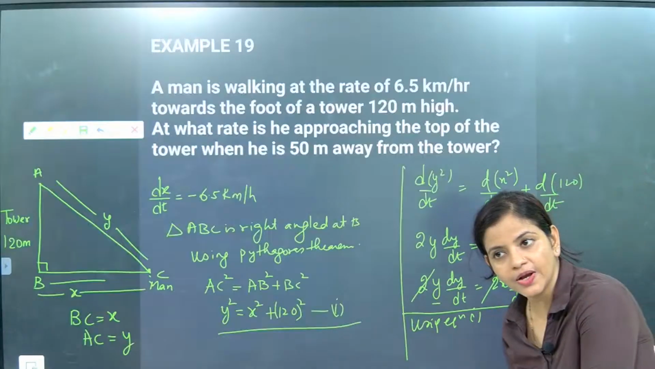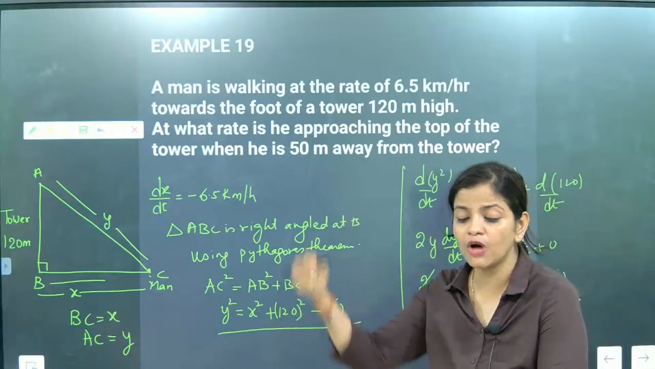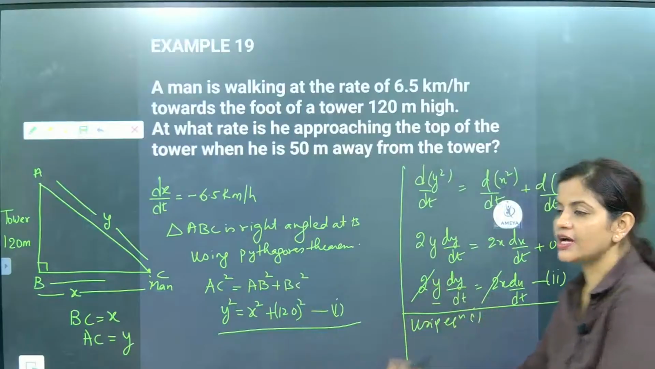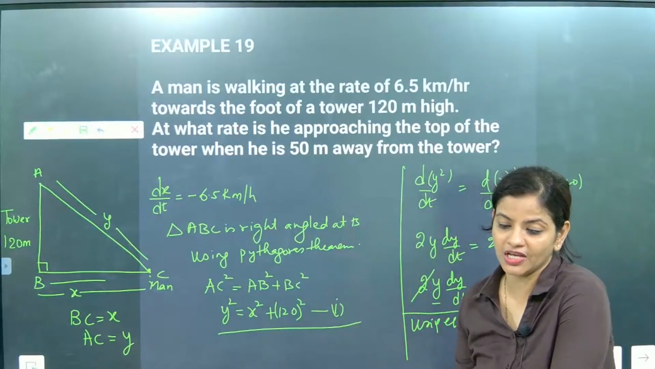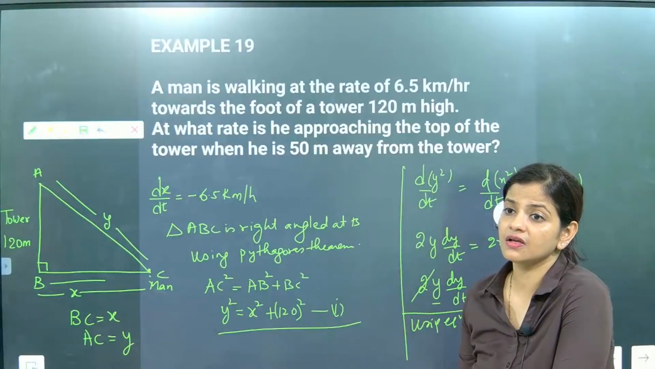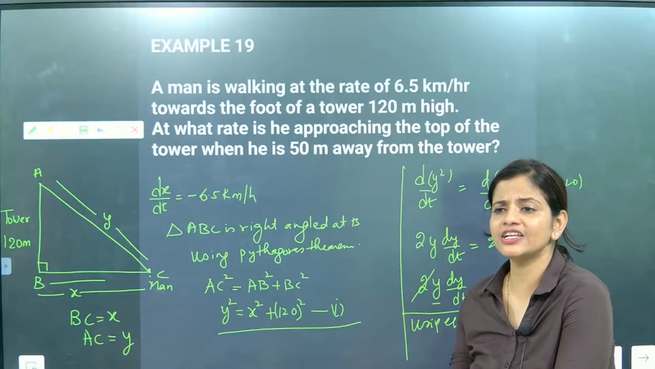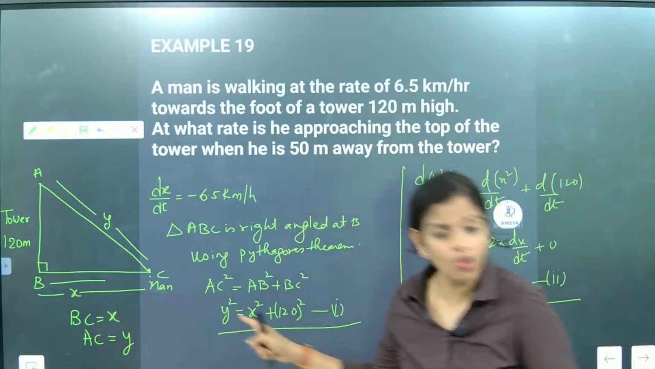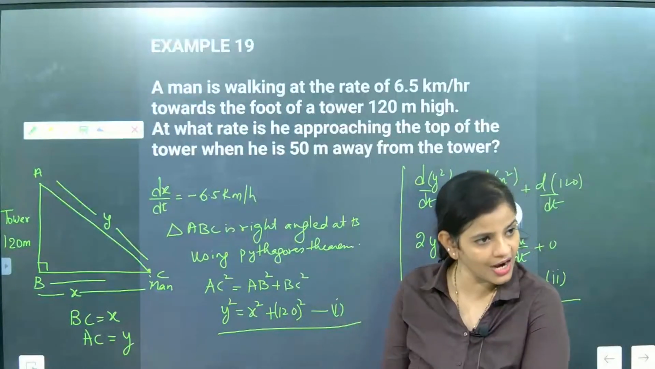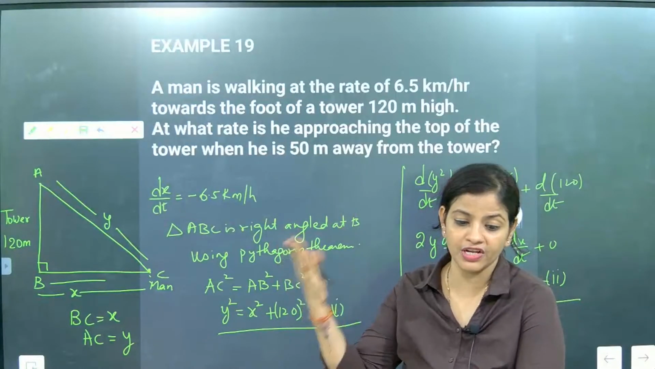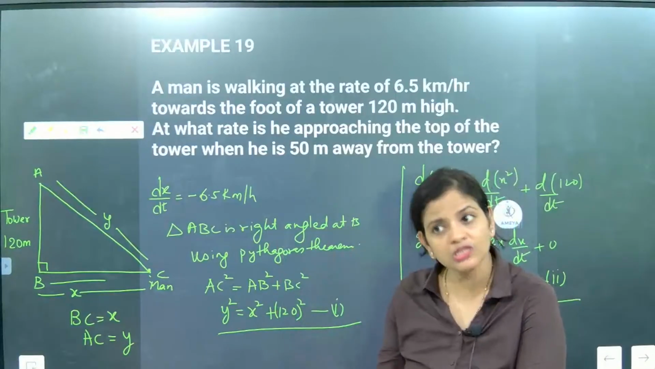In equation 1, we are going to substitute the value of x. What is the value of x, beta? The value of x is 50. When is the value of x 50? Anyone who can say? When the man is standing and the situation started, x is more than 50. Remember this thing. X is more than 50.